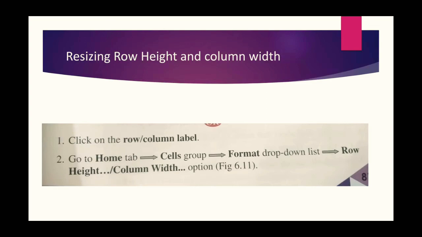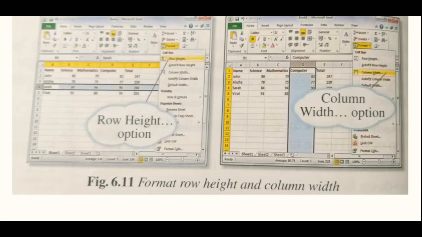First, click on the row or column label, then go to the Home tab, Cells group, then the Format drop-down list, then Row Height or Column Width. In Figure 6.11 you can see this is the row height option, and this is the column width option.